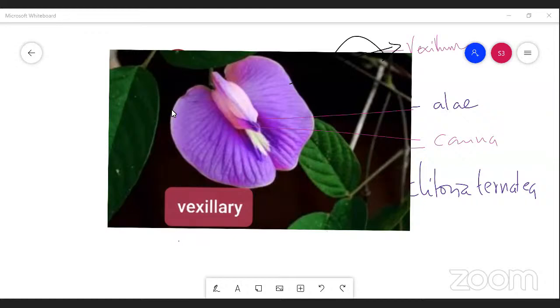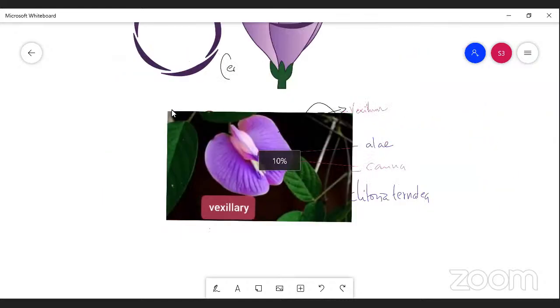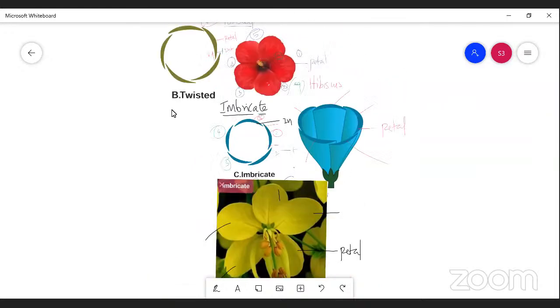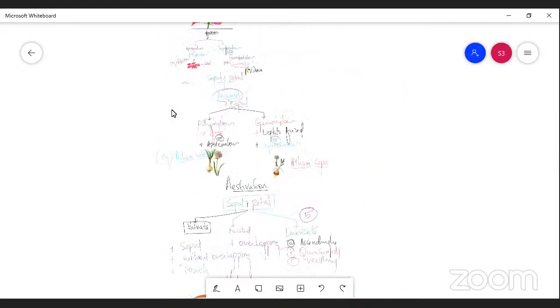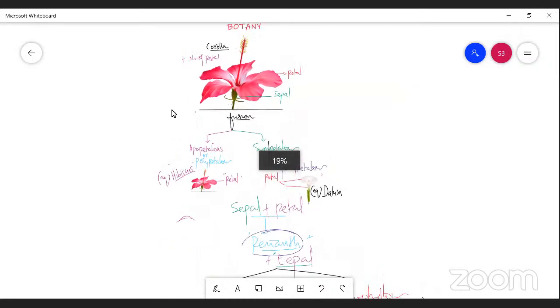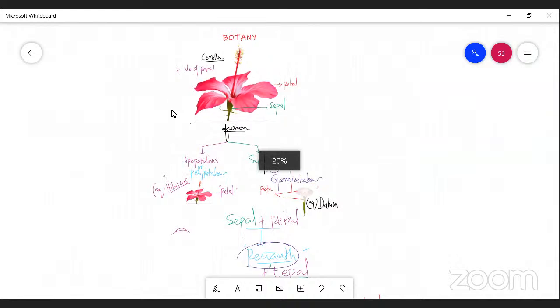Dear students, did you understand today what I taught you? Yes, sir. Today we have discussed two topics. I would like to review once again. Corolla: what is corolla? A group of petals is called the corolla. Based on the fusion, how many types are there?